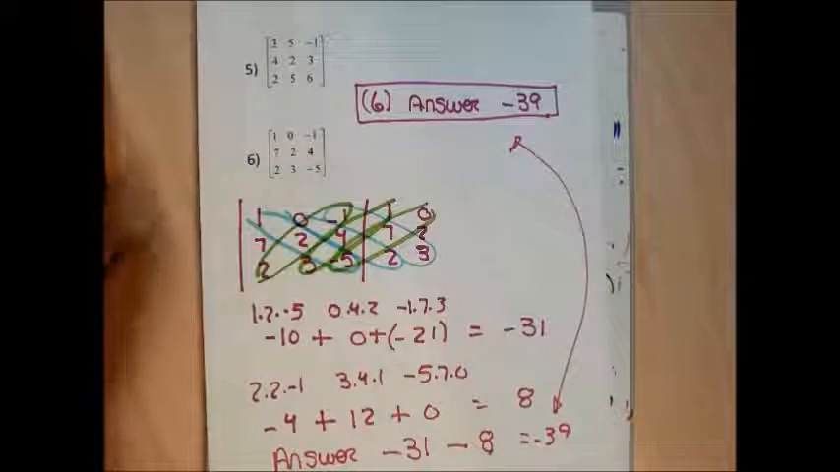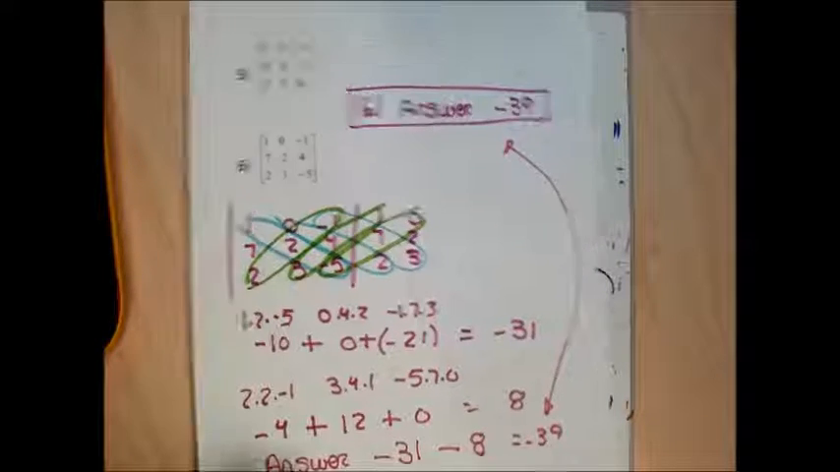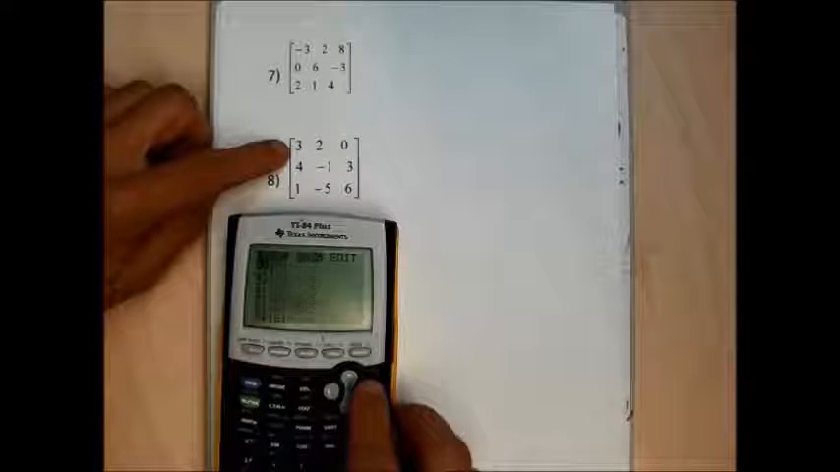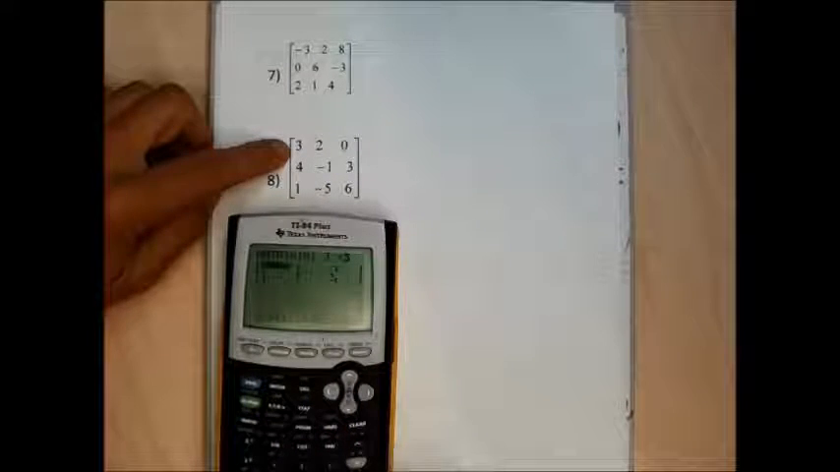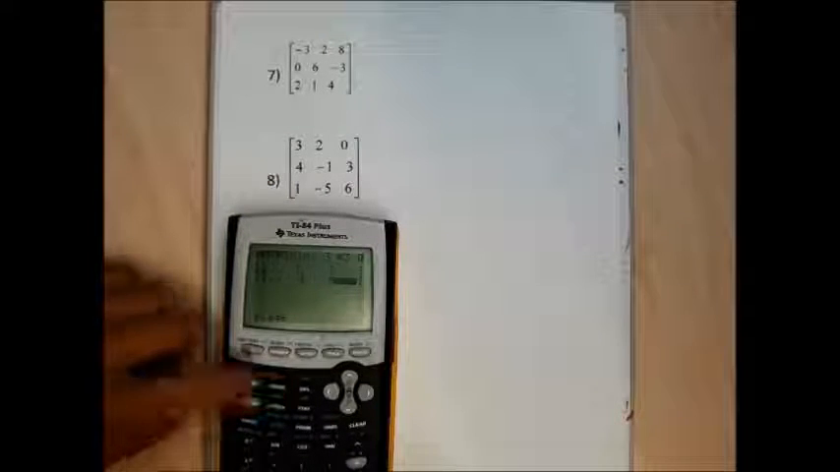One more before we get into solving systems of equations with determinants. So give number 5 a go. I don't care if you do these by hand or use your calculator. I'm going to do problem 8 on my calculator first. So second matrix, edit. It's a 3 by 3 matrix. So 3, 2, 0, 4, negative 1, 3, 1, negative 5, 6. Done with it. Second and quit.